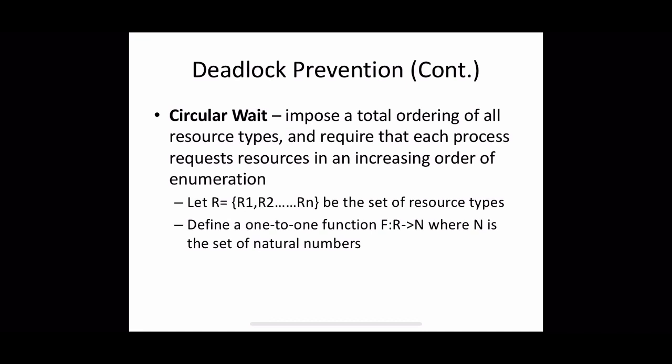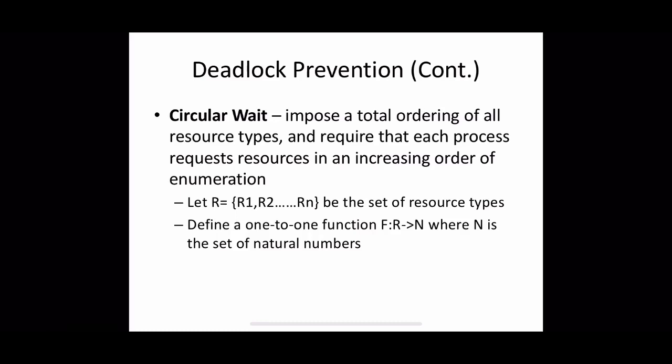Now let us try to violate the fourth condition, that is circular wait. What is circular wait? There will be a circular chain of waiting processes, right? P0, P1 up to Pn, right? That means P0 is waiting for a resource held by P1, P1 is waiting for a resource held by P2, like that, and Pn is waiting for a resource held by P0. So it creates a circular chain. How to break this chain?